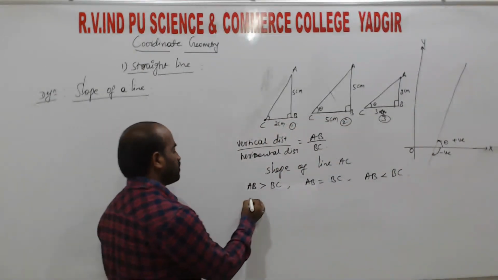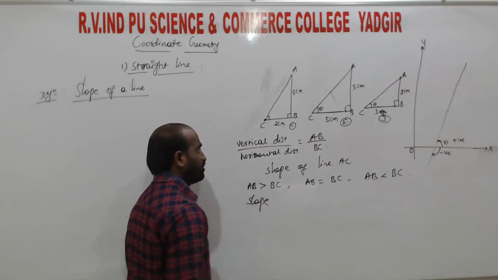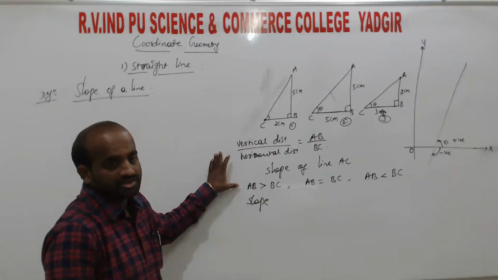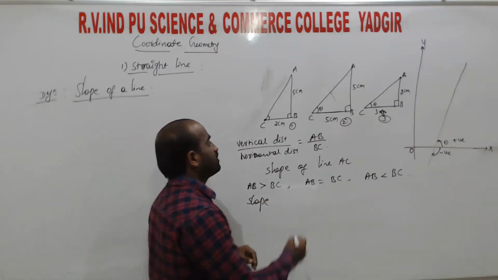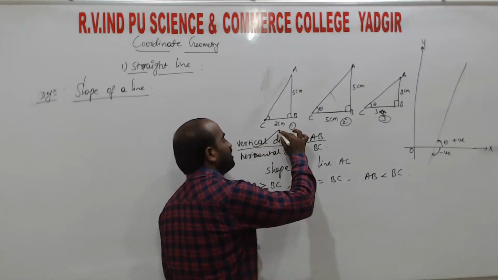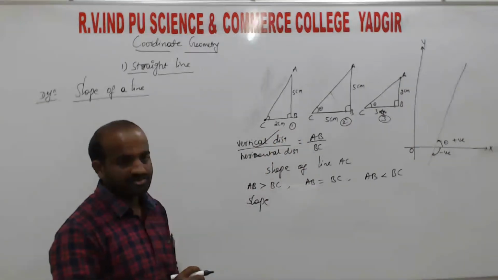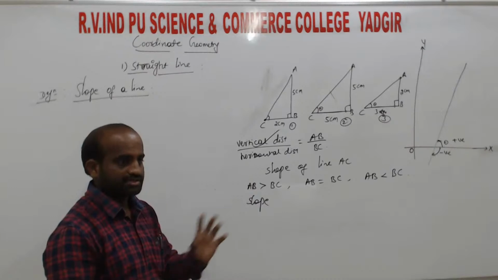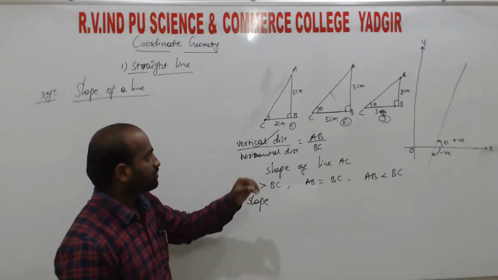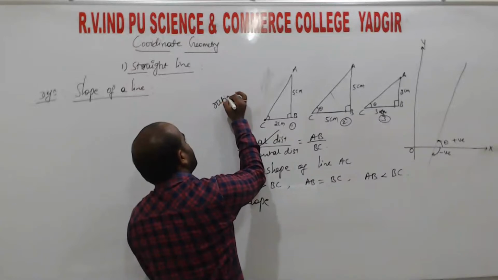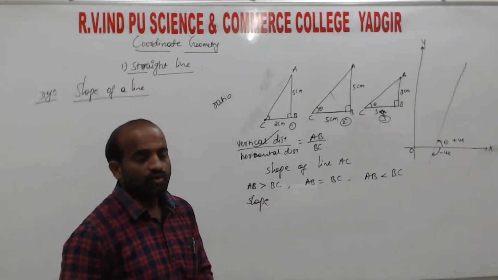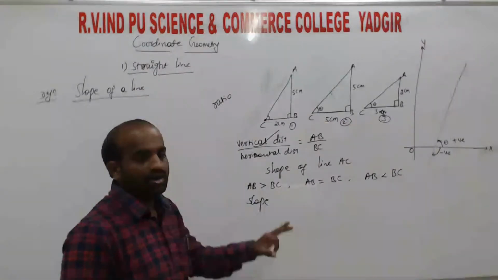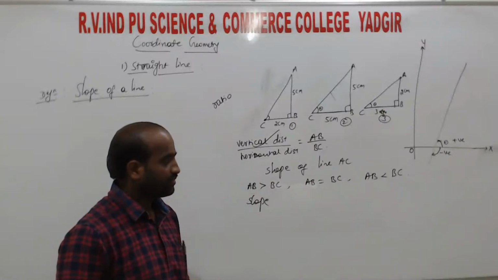The slope is equal to... Now we have to mention the slope of a line. The ratio of the vertical distance to the horizontal distance is called the slope of the line. The ratio of the vertical distance to the horizontal distance is called slope of the line.